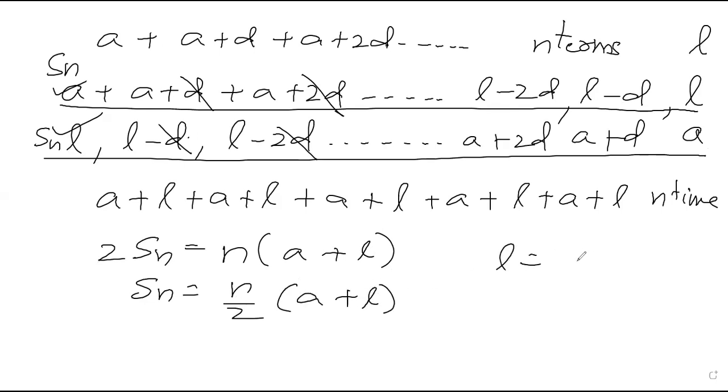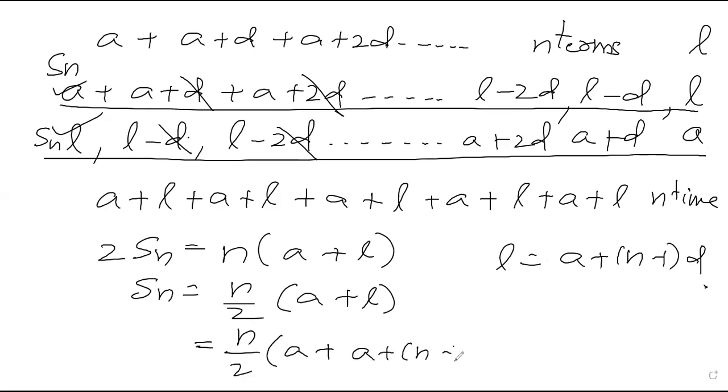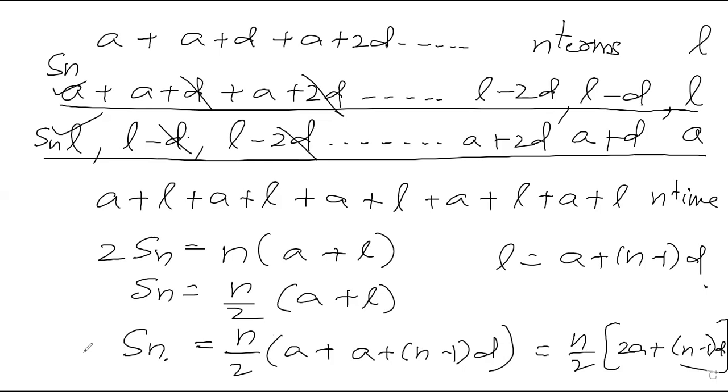So L is A plus n minus 1 into D. I'll add it over here. n by 2 into A plus A plus n minus 1 into D. Sn comes as n by 2 into bracket 2A plus n minus 1 into D.